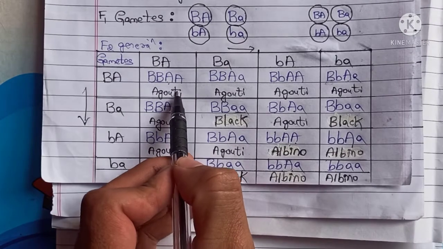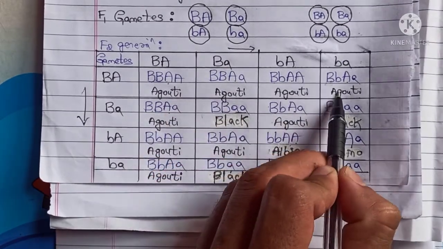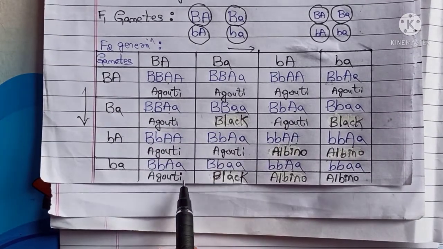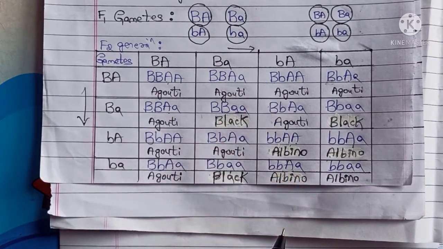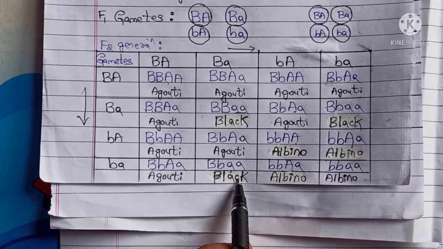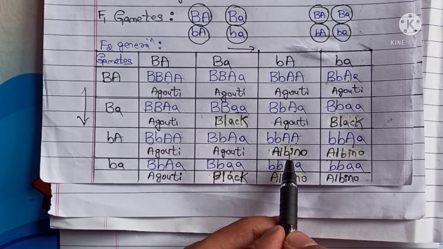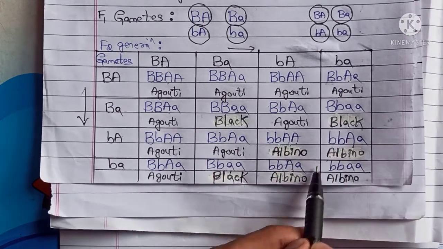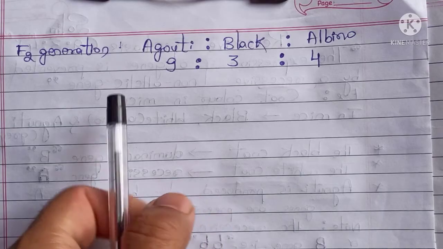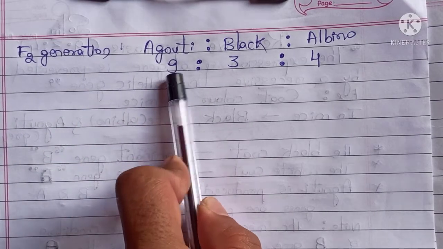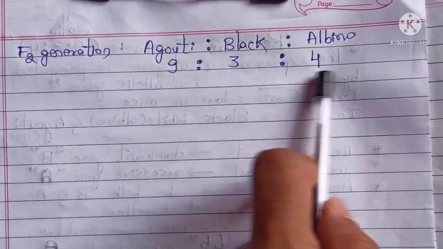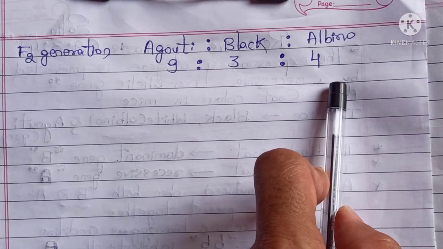You can see that 1, 2, 3, 4, 5, 6, 7, 8, 9. So 9 agouti are there. Coming to black, 1, 2, 3. 3 black. And albino, 1, 2, 3, 4. So the F2 generation ratio is agouti 9, black 3 and albino 4. So this is the ratio for recessive epistasis.